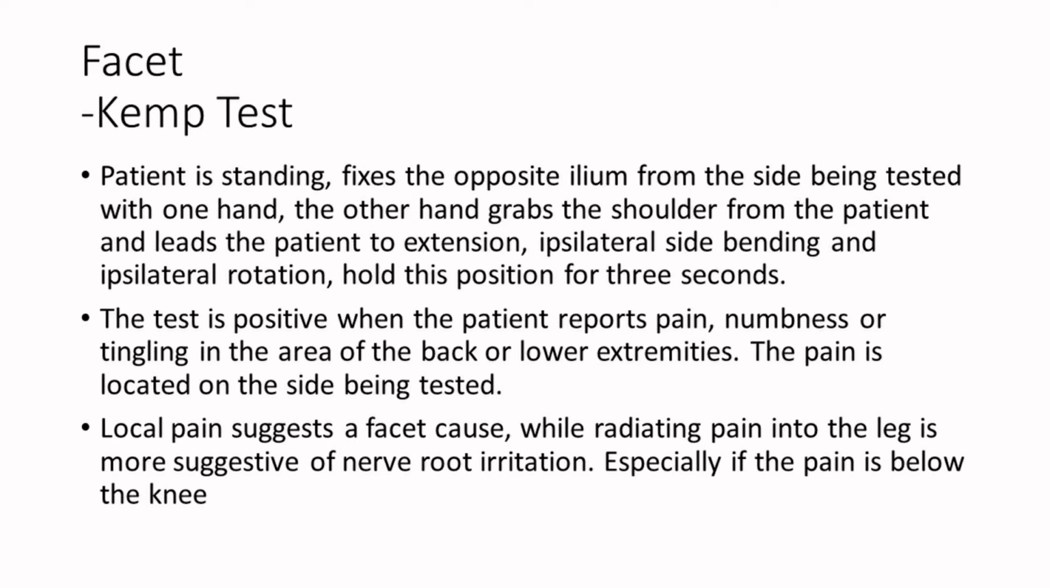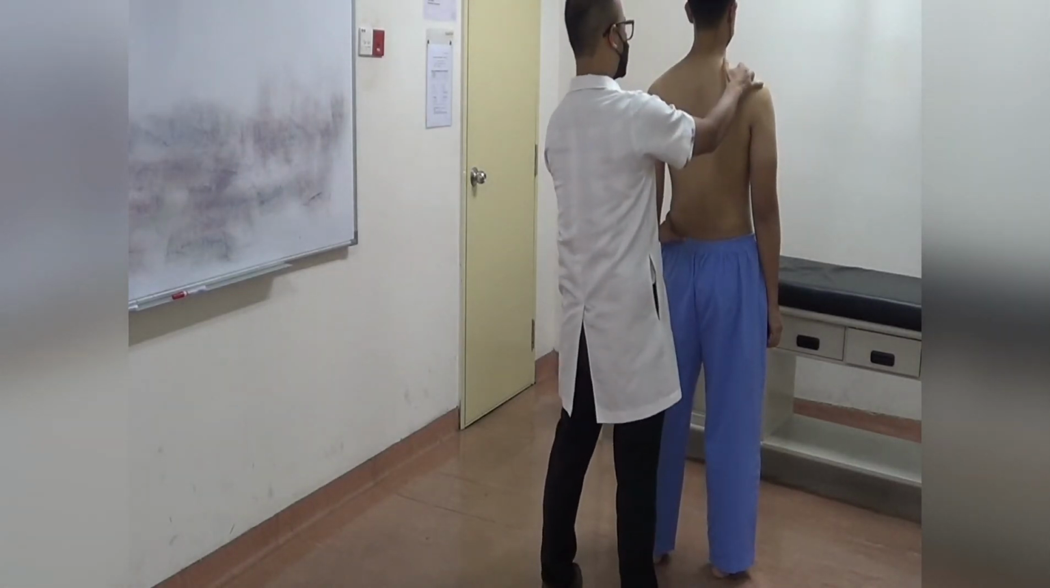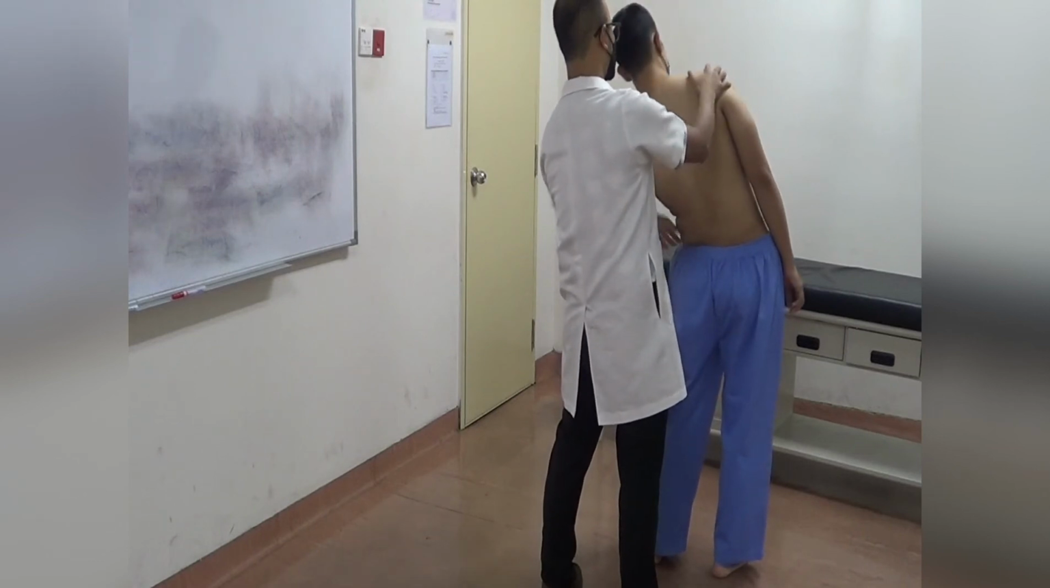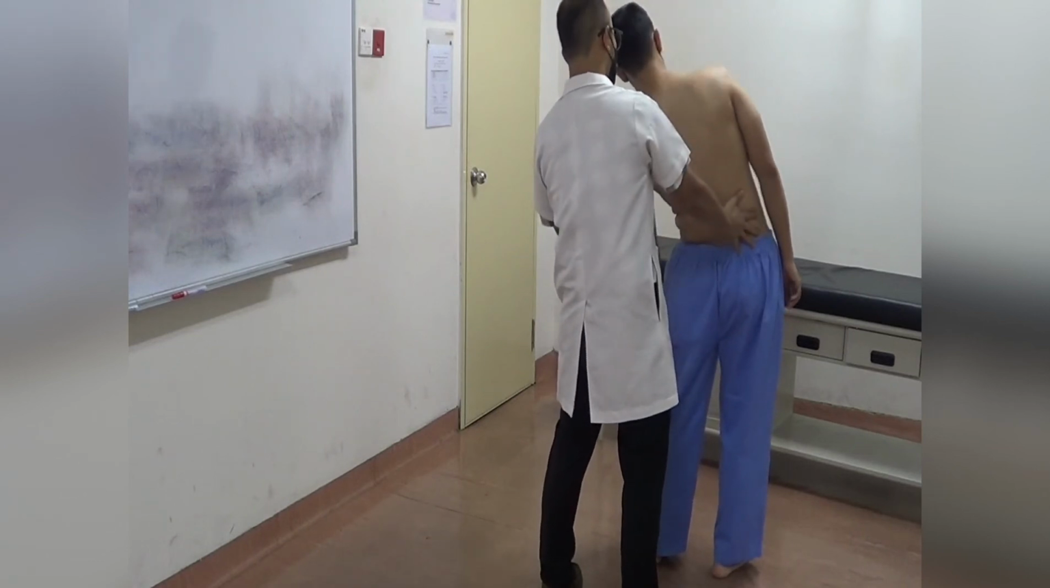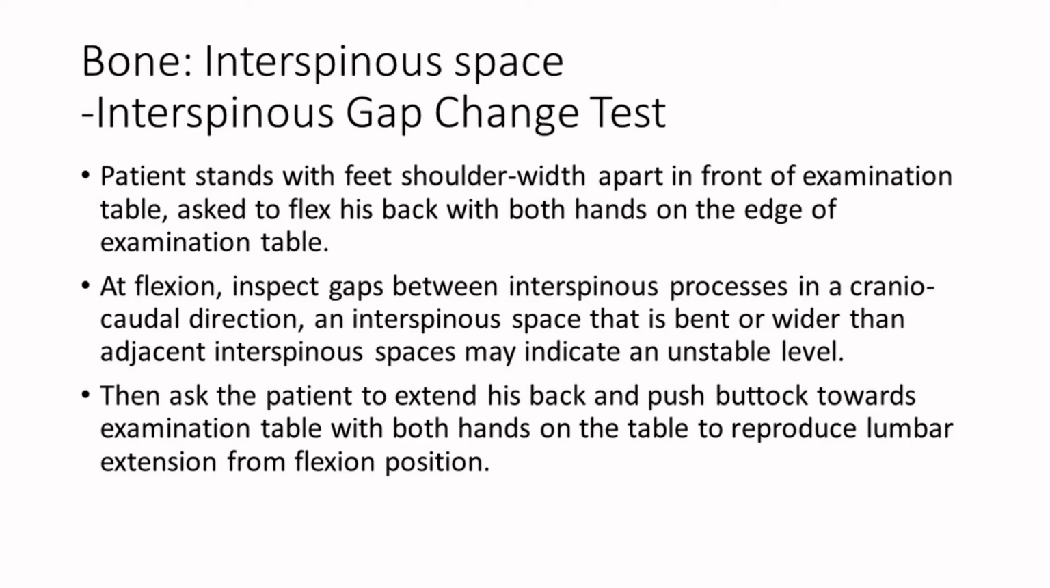To check for facet, we can do Kemp's test. Patient is standing, the examiner fixes the opposite ilium from the side being tested with one hand. The other hand grabs the shoulder of the patient and leads the patient to extension, ipsilateral side bending, and ipsilateral rotation. Hold this position for 3 seconds. The test is positive when the patient reports pain, numbness, or tingling in the area of the back or lower extremities. Local pain suggests a facet cause.